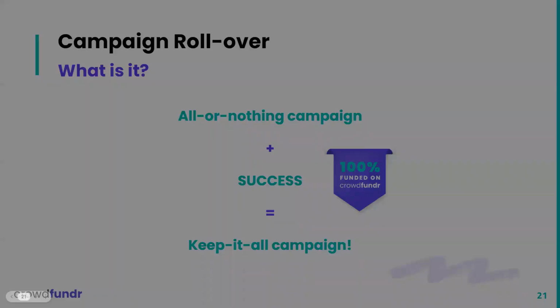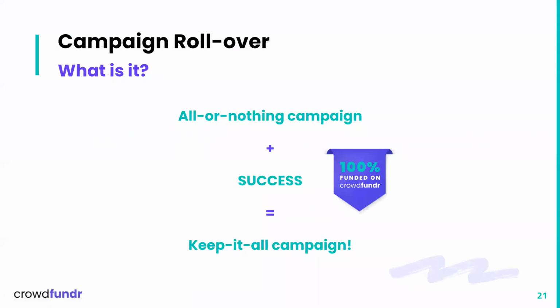Okay, campaign rollover. A campaign rollover means that you have an all or nothing campaign that was successful and you chose to keep it running as a keep it all campaign. This is very easy to do. It essentially happens ad hoc. As soon as you choose to charge all the supporters who have made pledges, the campaign will flip into a keep it all campaign. And then anyone who contributes from that point on will automatically be charged in real time.